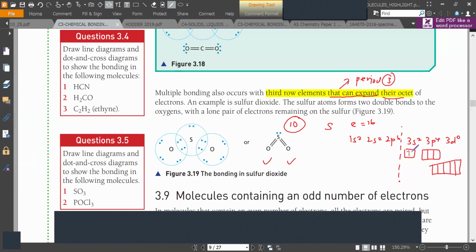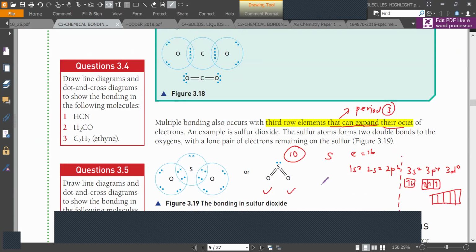Okay, so like this, and then 1, 2, 3, 4. Okay, like this. So it has 6 valence electrons. Normally it forms 2 bonds. Okay, so normally it only forms 2 bonds to get the octet.